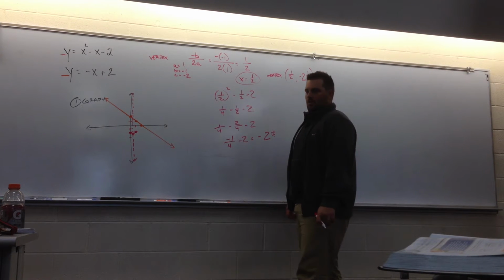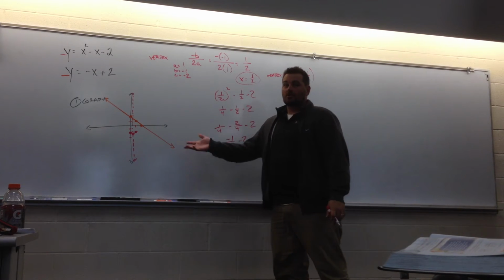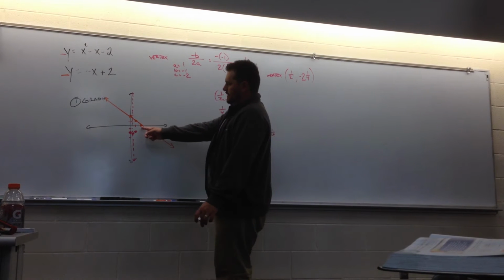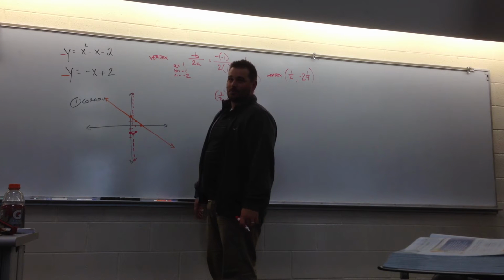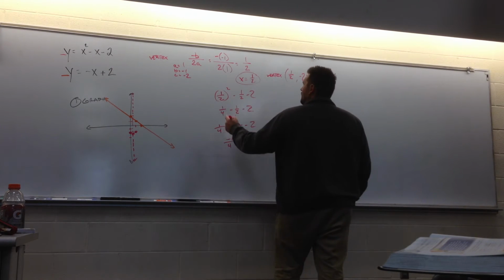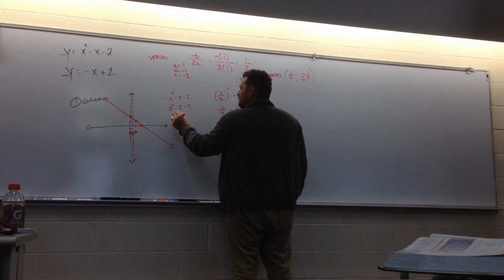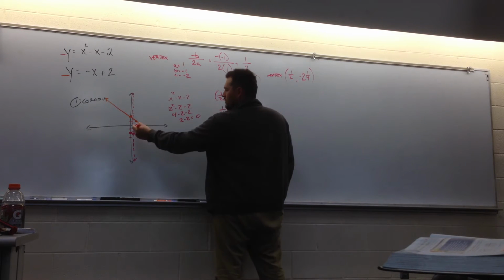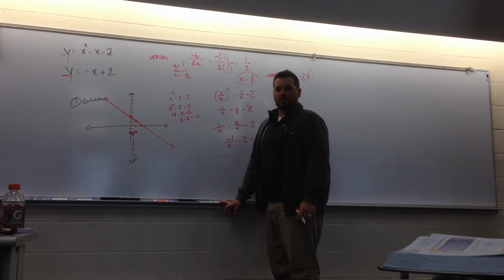So if I were to go like that and make this thing, where does it look like it might go through? Right here? Yeah. Which is what, 2? Okay, so let's try 2, just for the heck of it. So if I plug 2 in, I get 2 squared minus 2 minus 2, or 4 minus 2 minus 2. 2 minus 2 is 0. So I get 2, 0. So that is one of the points that it goes through.